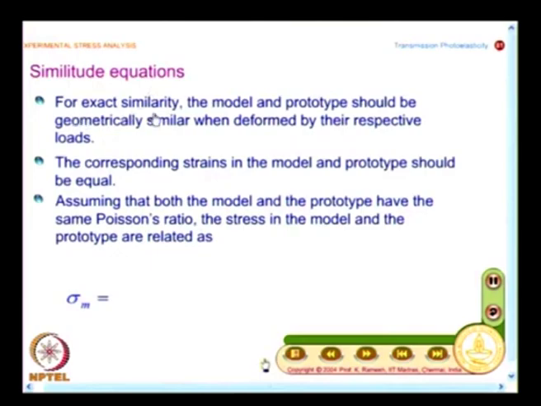For exact similarity, the model and prototype should be geometrically similar when deformed by their respective loads. We have seen that when you are working on in-plane models for 2 dimensional problems, the stresses are not altered when I go from plastic to metallic prototype. On the other hand, the displacement and strains are dictated by the material property. For the same load, a plastic will deform more, and what we look in similitude equation is you do not apply the same load. If you apply the same load as service load in prototype, the model will break completely.